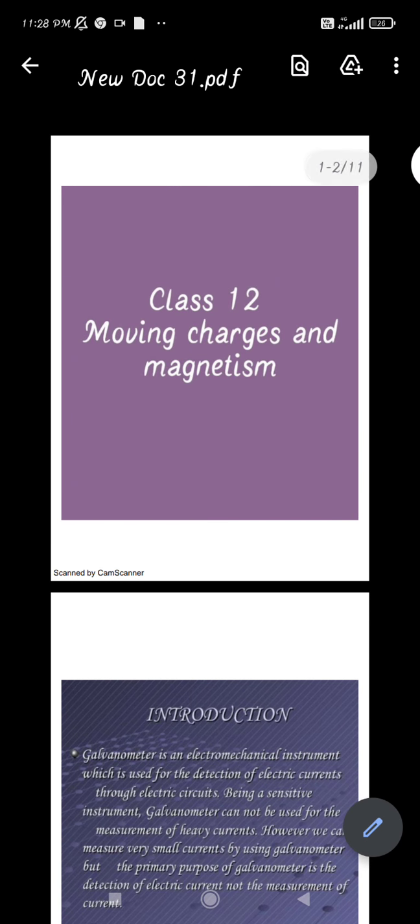So this was the last topic for your chapter. In the next classes, we will be starting the new chapter, magnetism and matter.